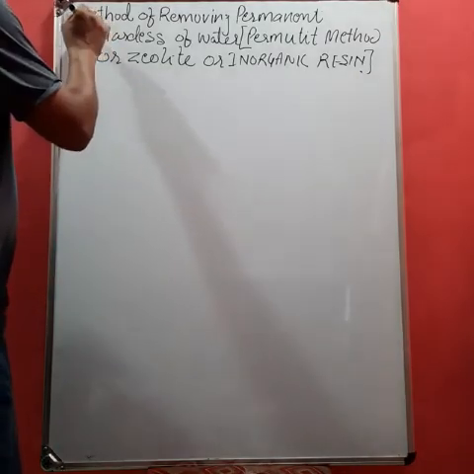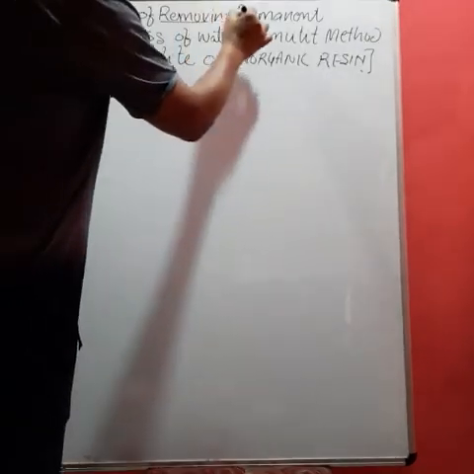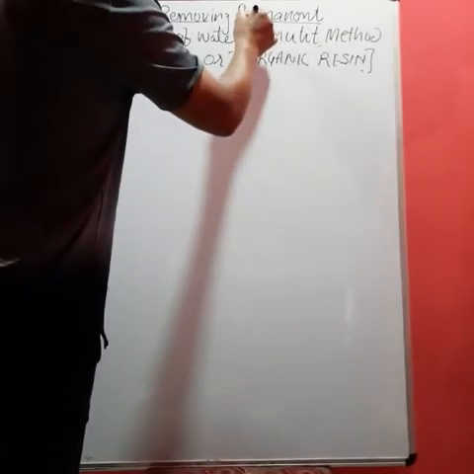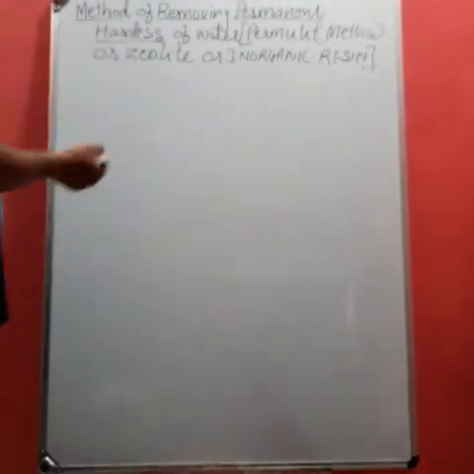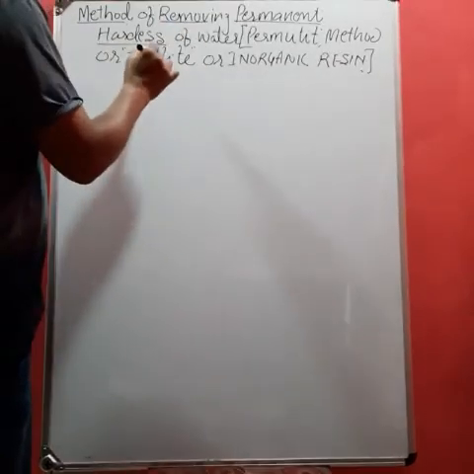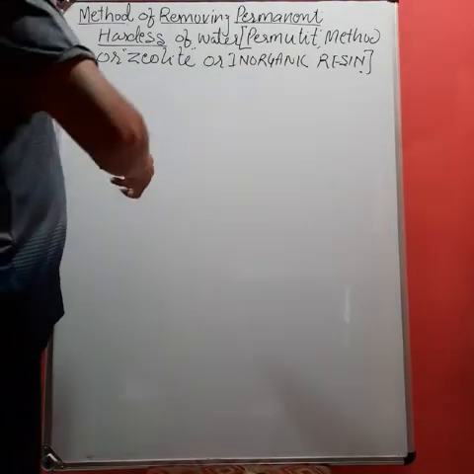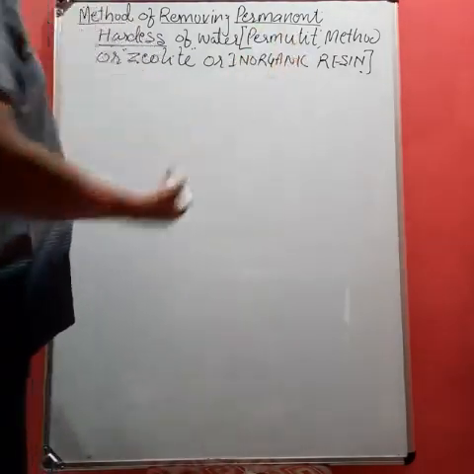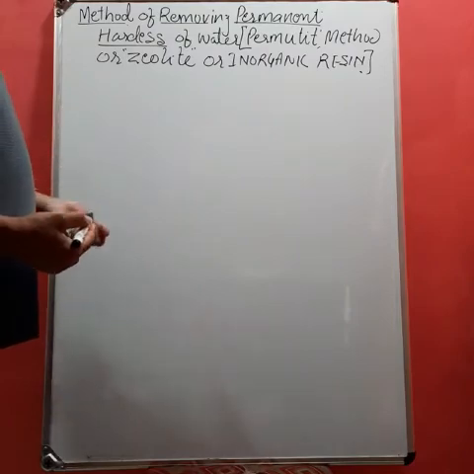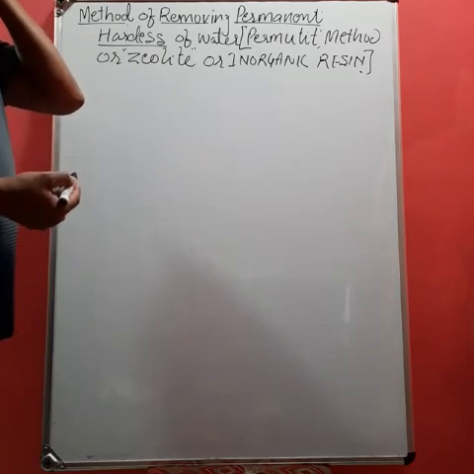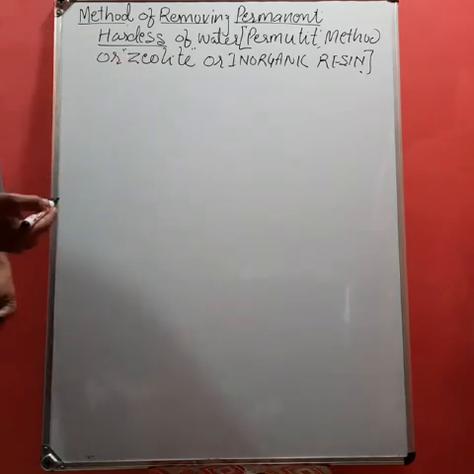Student, next one, method of removing permanent hardness of water. This can be removed by the method named permutit, which is actually called zeolite. Zeolite is an inorganic resin. Therefore, this method is also known as the inorganic resin method. That is, here we are using some inorganic resin called zeolite to remove the permanent hardness of water.